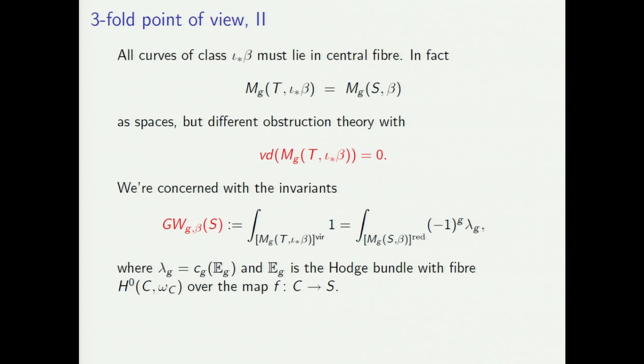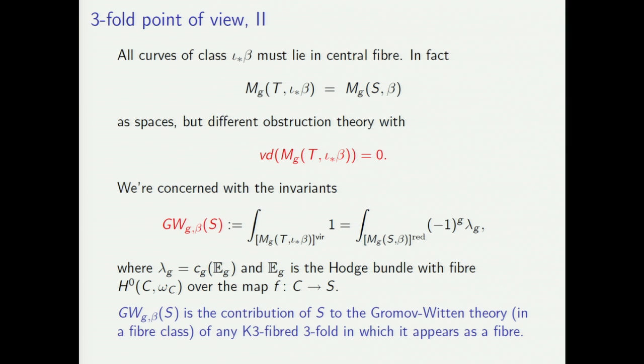The only reason I went over all this was to show you that this invariant here only depended on the K3 surface. It's defined as a threefold invariant, so it's a three-dimensional Gromov-Witten invariant, but the only data that's important is a K3 surface. And this is the invariant I'm interested in. All right? So if I lost you, this is all that matters here. So this is the contribution of your K3 surface S to the Gromov-Witten theory of any K3 fibered threefold in which it appears as a fiber. So it's how it contributes to threefold Gromov-Witten theory.